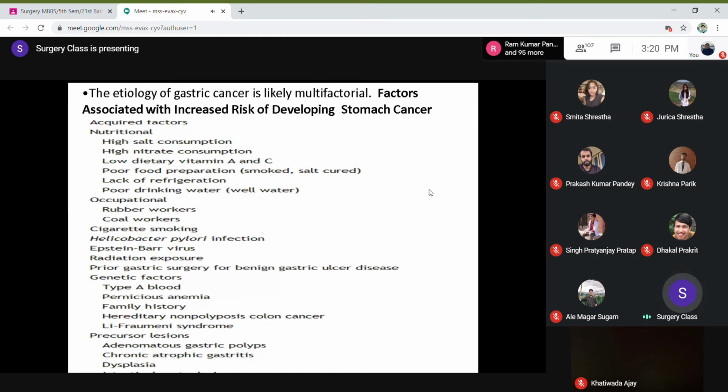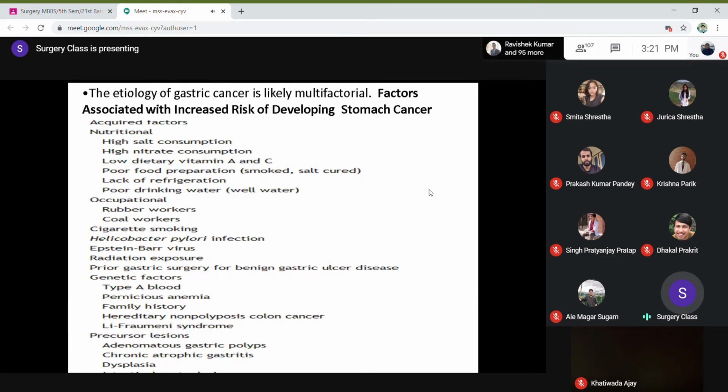Okay, and the associated factors which increase the risk are nutrition, like high salt consumption, high nitrate consumption, low dietary vitamin A and C, smoked and salted food, lack of refrigeration, poor drinking water like well water, and occupational factors like rubber worker, coal worker, cigarette smoking, H. pylori infection, Epstein-Barr virus, radiation exposure, prior gastric surgery. So all those other factors which I have listed already.